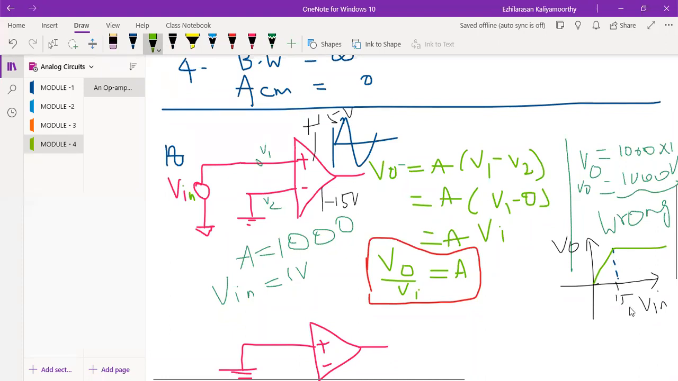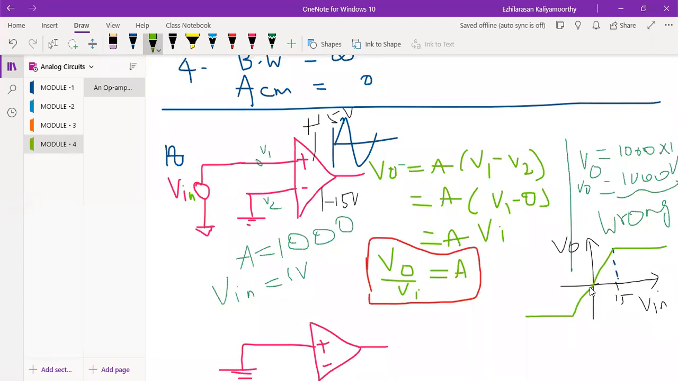This will be saturated. This is for positive. In the same way for negative voltage input, it will also saturate. This is the ideal characteristic of an operational amplifier.